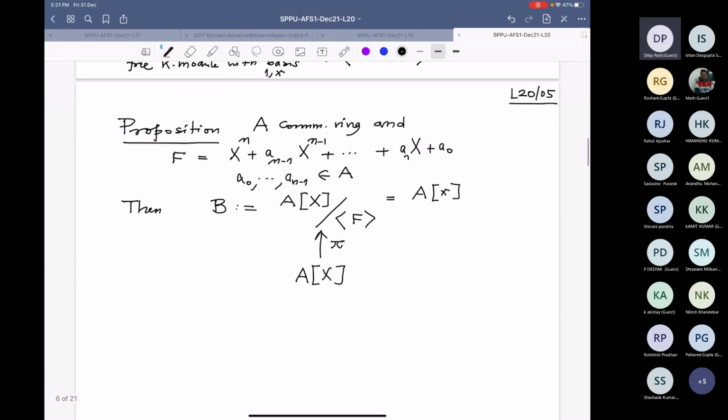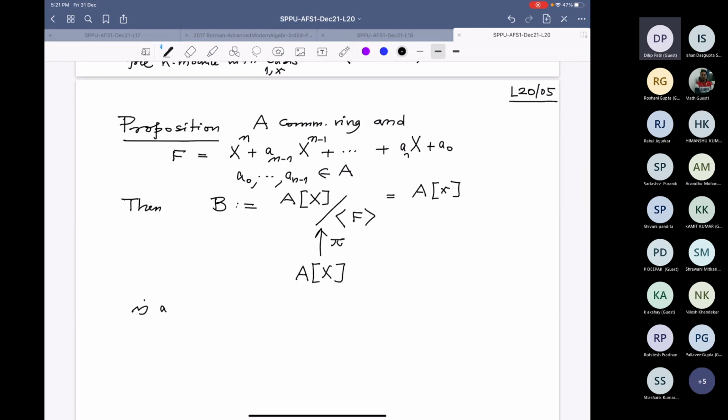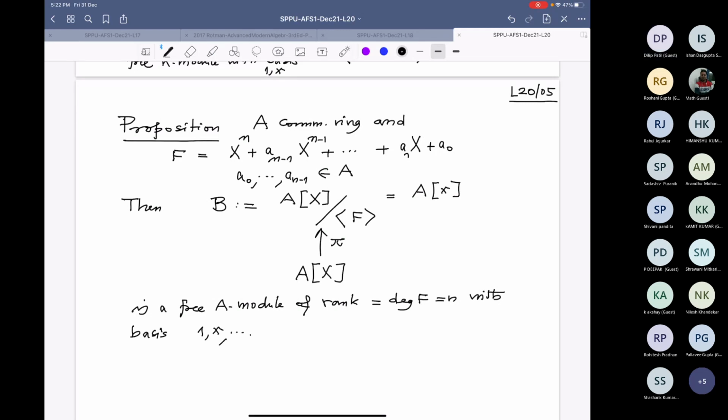So this B is a free A-module of rank equal to the degree of F, which is n, with, in fact, I will tell you a basis, with basis 1, small x, up to small x power n minus 1. Therefore, the rank of B over A equals n. Now, please tell me whether you know the proof of this or should I prove it?